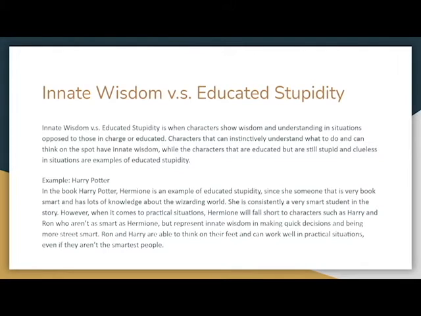An example of this is from the book/film Harry Potter, where Hermione is an example of educated stupidity since she's someone that's very book smart and has lots of knowledge about the wizarding world. She's a very consistently smart student in the story. However, when it actually comes to practical situations, Hermione always falls short to characters such as Harry and Ron, who aren't as smart as Hermione, but represent innate wisdom in making quick decisions and being more street smart. Ron and Harry are able to think on their feet and can work well in practical situations, even if they aren't the smartest people.